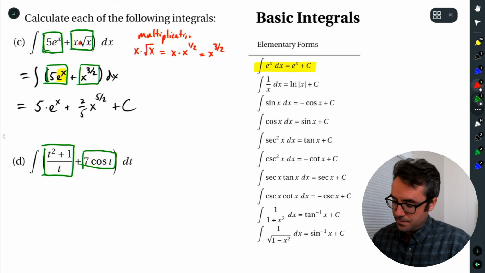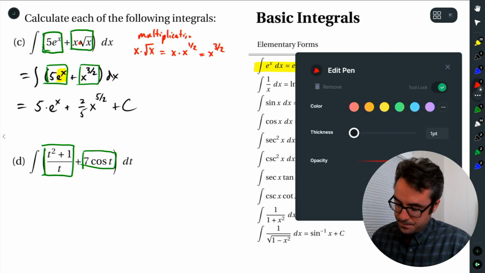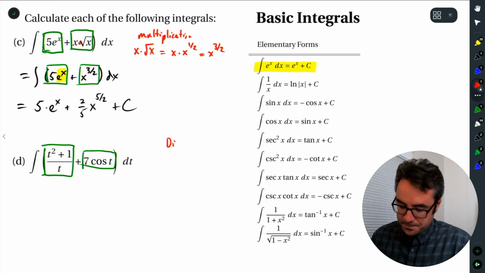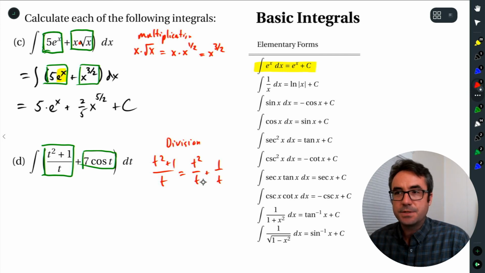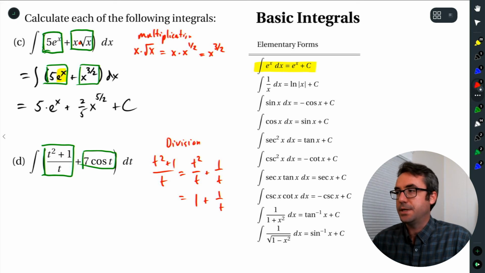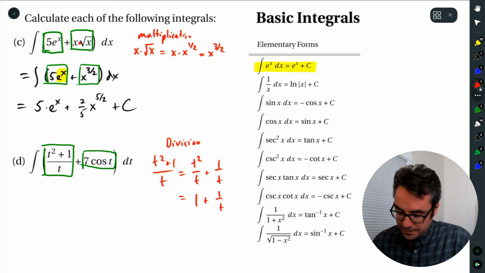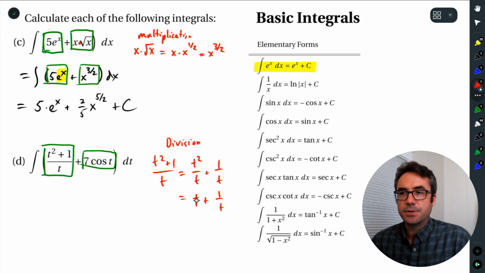And so we have division. What we're going to do is take that fraction where we have the division, and break it up into two separate fractions in this case. So it'll be t squared over t plus 1 over t. And then if we simplify those, the first one here is, sorry, this is going to be t rather, not 1. So we get t squared over t is t. And 1 over t, we're actually going to leave that one as is.